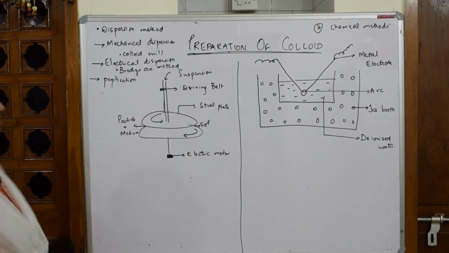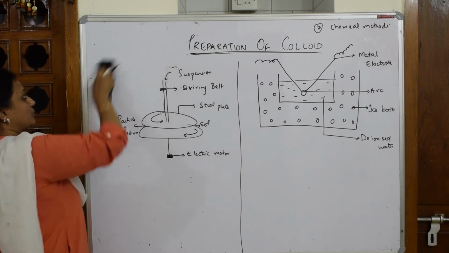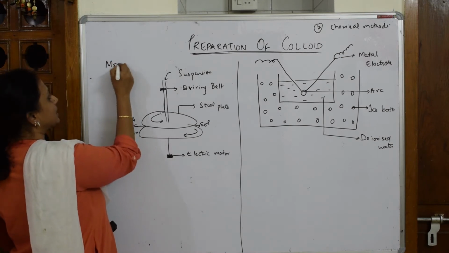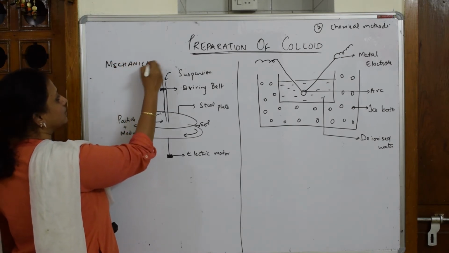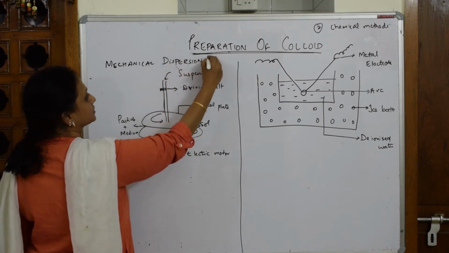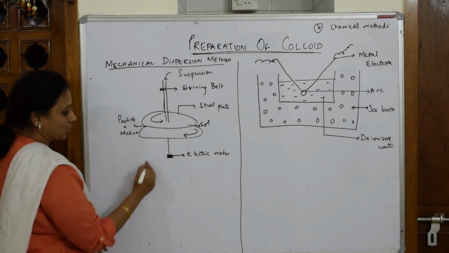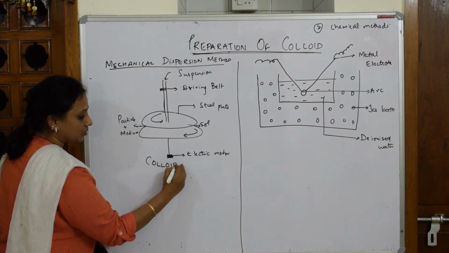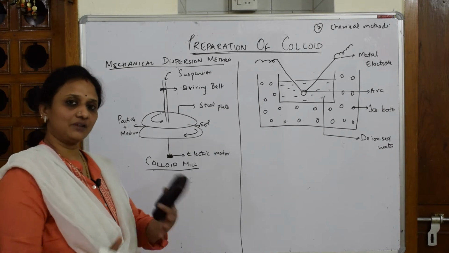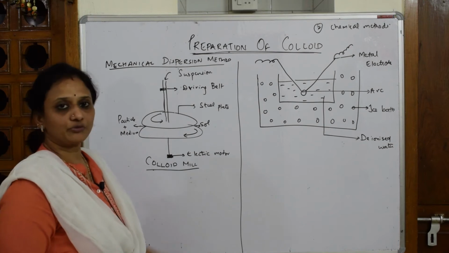Let's write the heading. So let us erase this part and write the first heading for the preparation of colloids. That is your mechanical dispersion method. So let us write mechanical dispersion method, and I'm going to use for this colloid mill. Colloid mill. In the exam, if they ask you, write the features of a colloid mill, how is it used for preparation of colloids, you can just draw the diagram, simple diagram, and write 4 or 5 points about this.